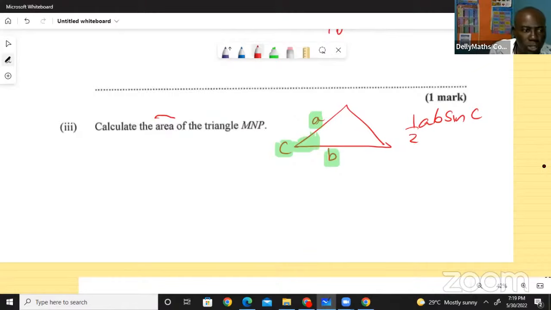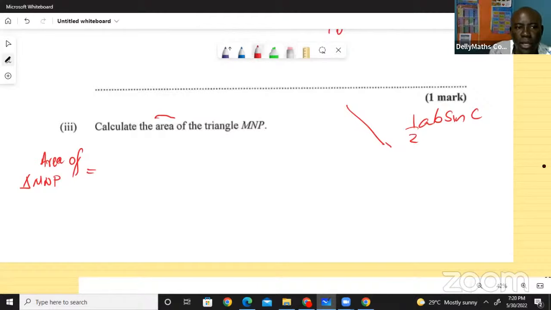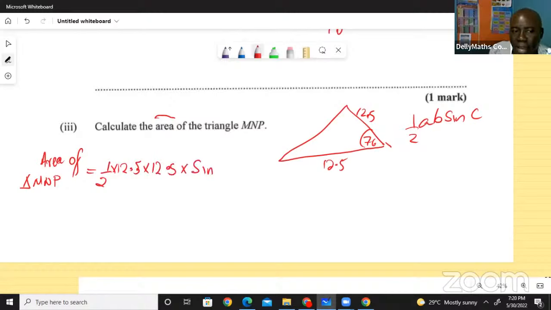Area, we're talking. So we could say the area of triangle MNP is going to equal to. Remember though, based on what we just got, this is the situation we got. So I'm going to quickly give us that situation here. All right, so we have 76 here. We have 12.5 here, and you have 12.5 here. So we have that in the triangle above. The area is simply half times 12.5 times 12.5 times the sine of that angle.